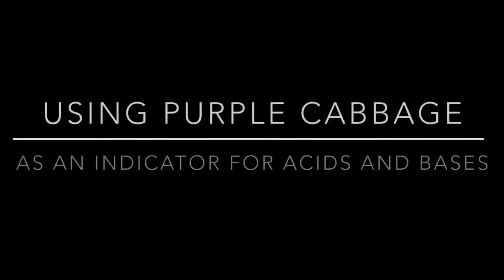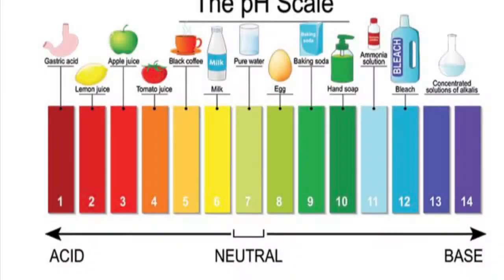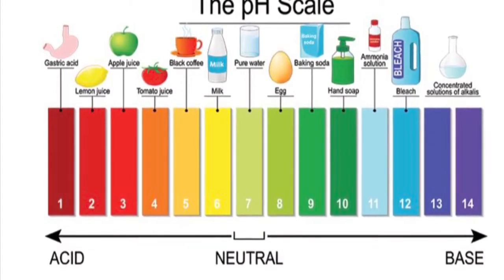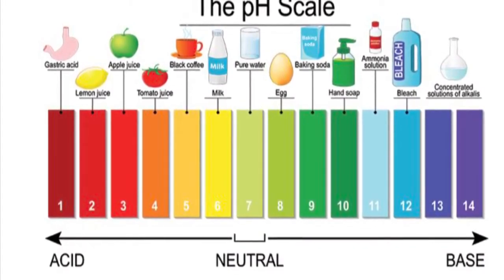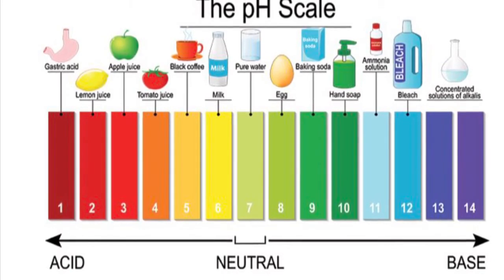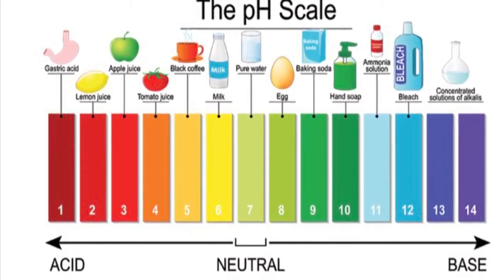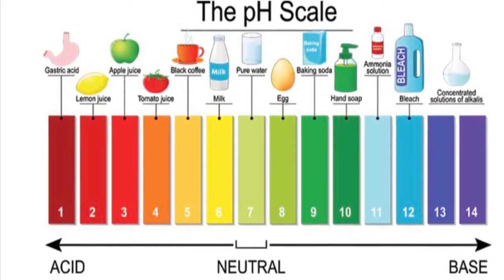Today, for my science experiment, I will be using a purple cabbage as a pH indicator to show whether a household product is an acid or base, as well as how acidic or basic it is, based on how much the color changes. Think of acids and bases as opposites. Bases have a high pH, such as bleach, dish soap, baking soda, and toothpaste.